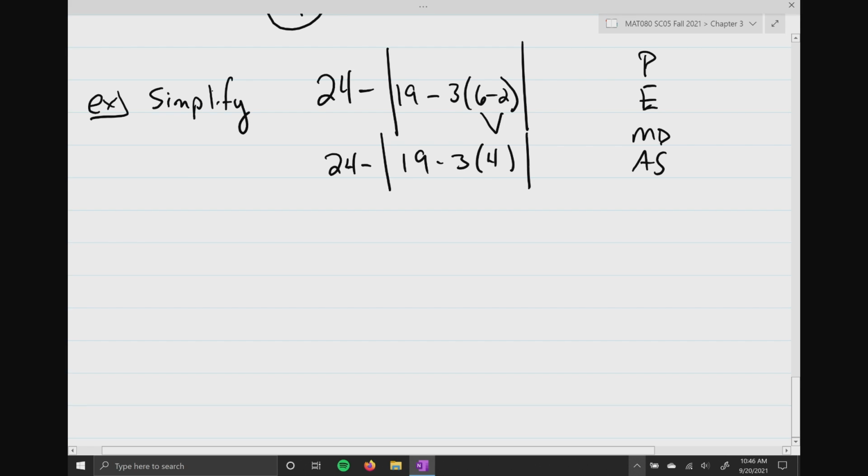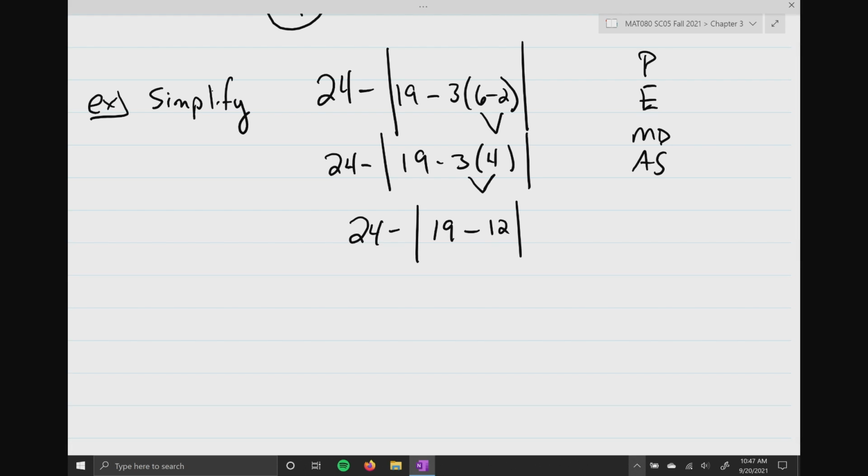Now, I still stay inside the absolute value because I think of that as a grouping symbol. And inside the absolute value, I have 19 minus 3 times 4. So I have to do 3 times 4. So I get 24 minus the absolute value of 19 minus 3 times 4 is 12. So far, so good?